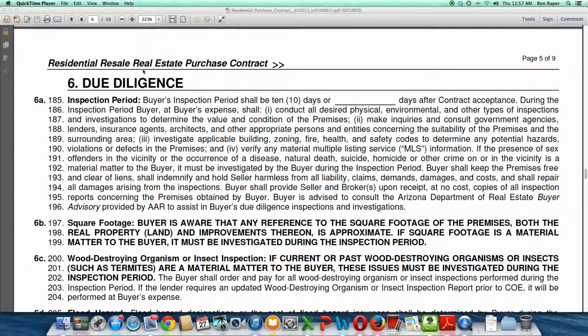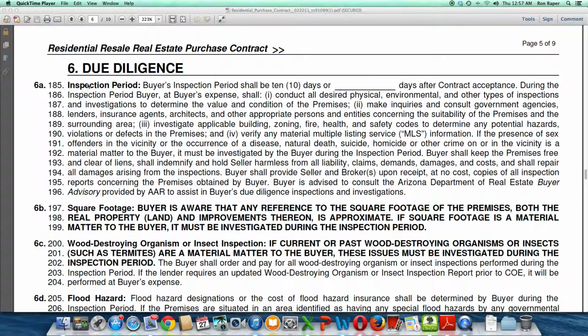Residential Resale Real Estate Purchase Contract, page 5. Part 6, Due Diligence, 6A. Line 185. Inspection period. Buyer's inspection period shall be 10 days or blank days after contract acceptance.